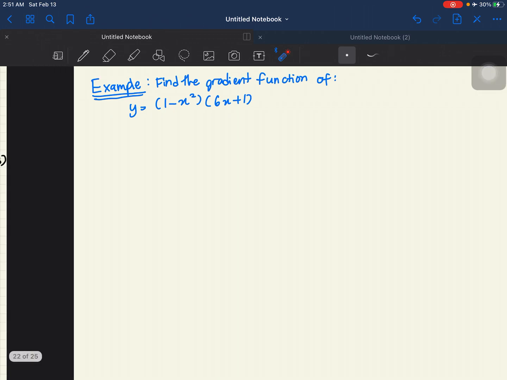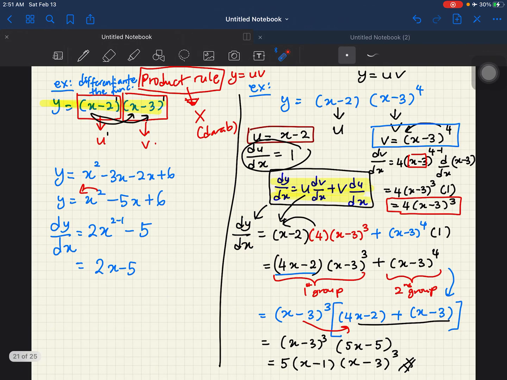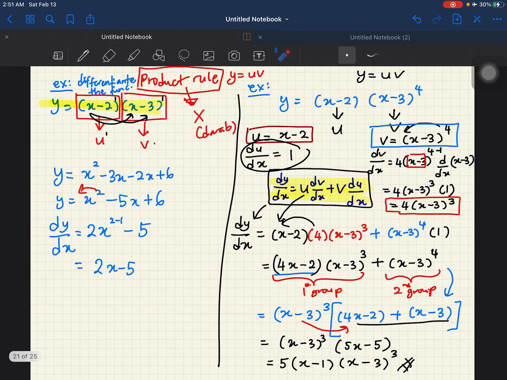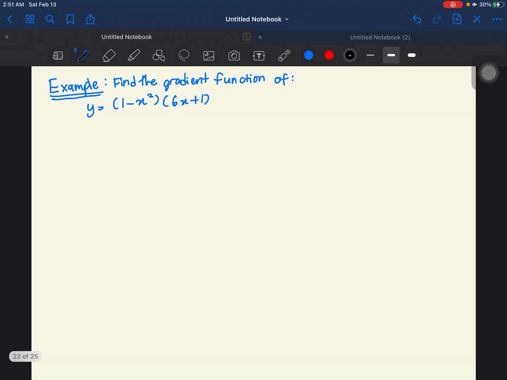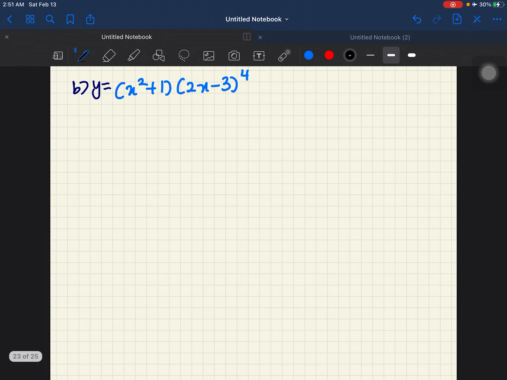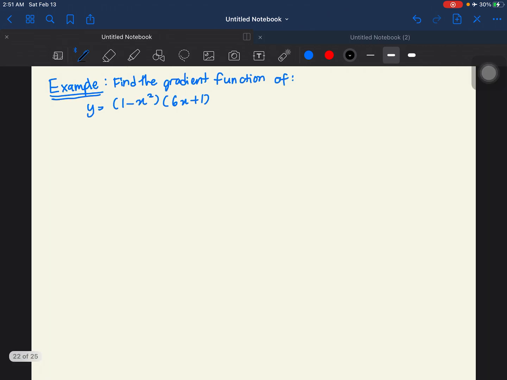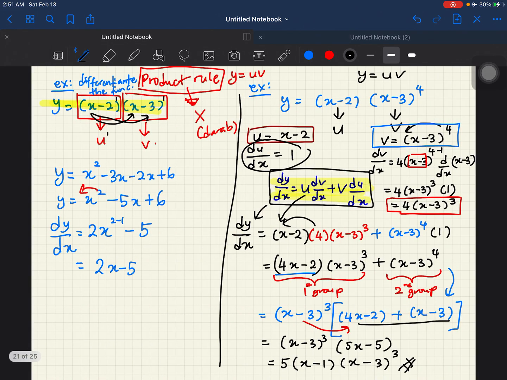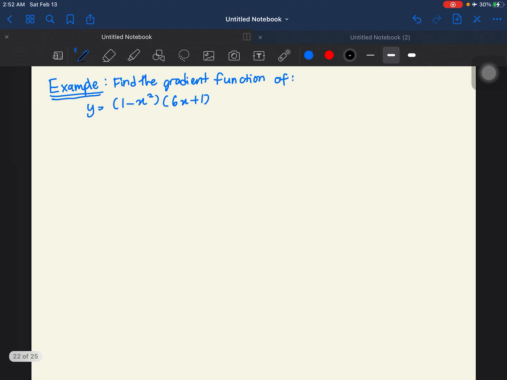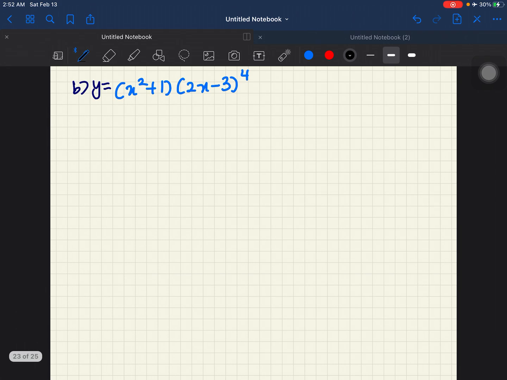Okay, I think this is easier. Wait, I want to see whether I have another question that's a little bit tricky. Okay, I think you can solve this one. Solve this. Okay, I'm going to skip this one. This is easier, so I'm going to try this one for you to solve.